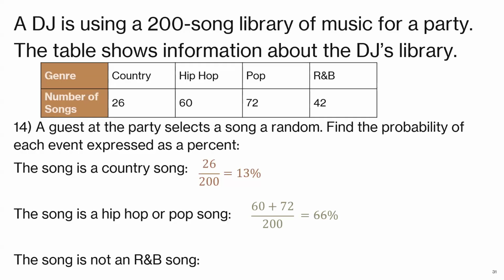And then finally, the song is not R&B. So your option is to either take your total and subtract the R&B songs, or you could add up 26, 60, and 72, because those are the ones that are not R&B, and then take that out of 200, convert it to a percent, and either way we get 79%.